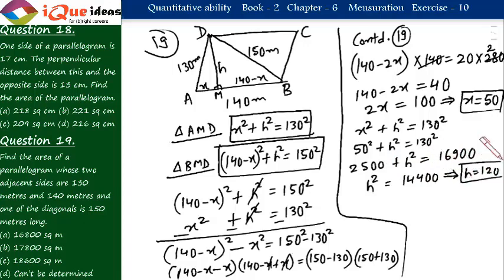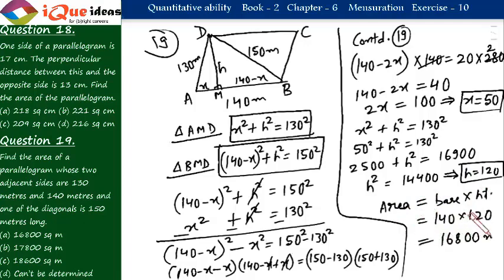So the required area of the parallelogram would be equal to base into height. Here the base is taken as 140 and height is h, that is 120. Now 140 into 120 would be 16800 meter square. This is the required area in this question. So this was a lengthy question. You had to be really careful in this.